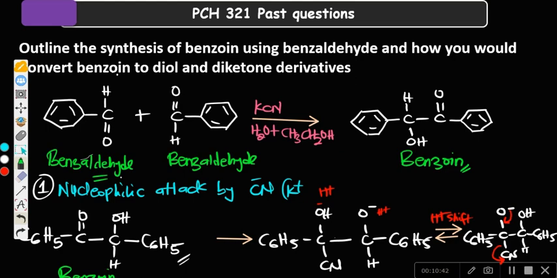The next question is, how would you convert it to a diol and diketone derivative, respectively? Now, to convert it to a diol, you can actually react it in sodium amalgam in alcohol. Sodium amalgam in alcohol, that is a reduction reaction. If you don't remember the sodium amalgam in alcohol, just say reduction reaction. So reduction reaction can take place.